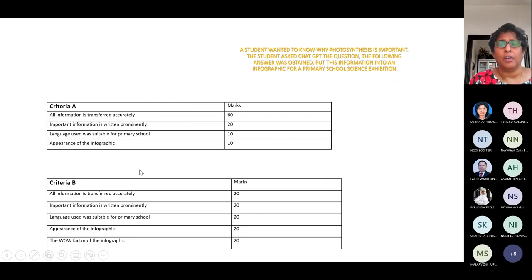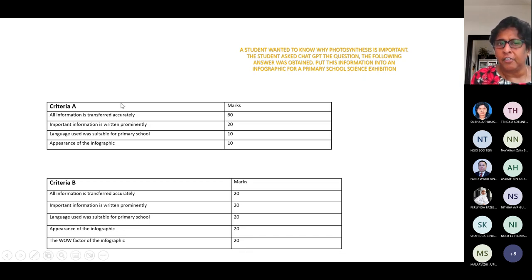Another lecturer says: all information is transferred accurately, I give 20 marks. Important information is written prominently, 20 marks. Language use was suitable for primary school, 20 marks. Appearance of the infographic, I give 20, because students spend a lot of time doing the infographic, so I should give them marks there. And then the wow factor of the infographic, this one I actually don't know what to write, so I just gave 20 marks. Now look carefully.